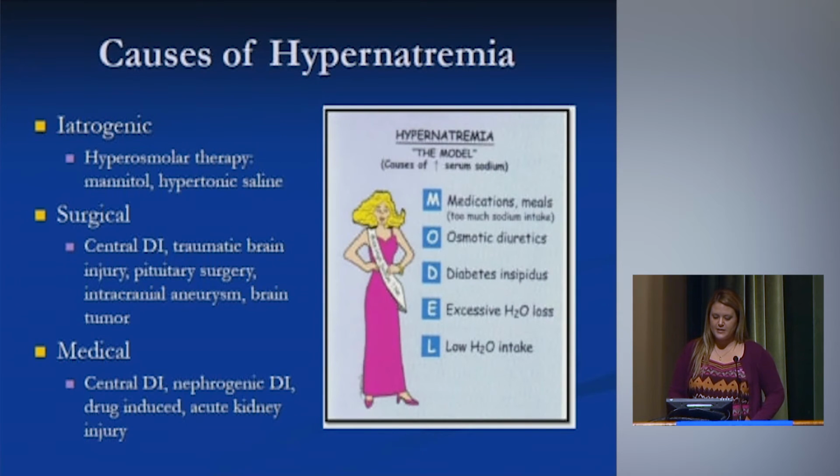The causes of hypernatremia most frequently seen in these patients are iatrogenic, meaning we promote high sodiums in a lot of patients that have injuries. I'll get to that on the next slide, but that can be done through use of hypertonic saline and also hyperosmolar therapy with mannitol. And then there are also surgical and medical reasons for hypernatremia. You can have diabetes insipidus, central DI, traumatic brain injury, pituitary surgery, which I mentioned before, and medical things such as drugs that induce it and acute kidney injury.